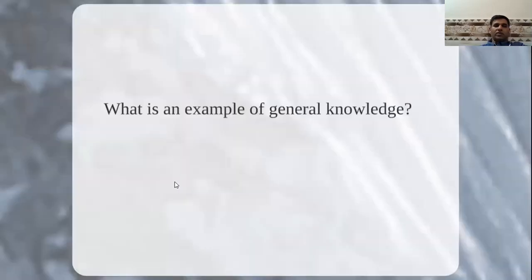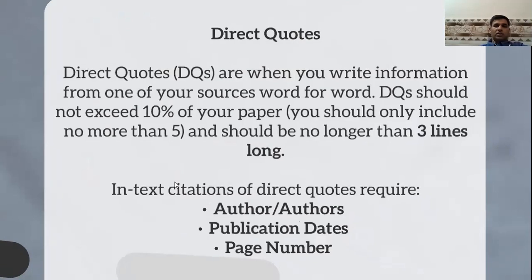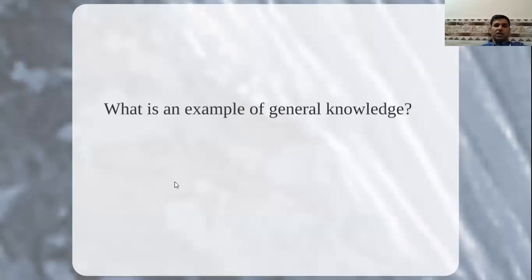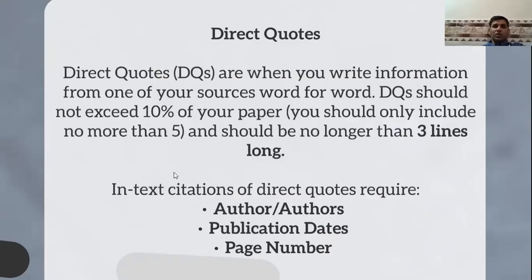What is an example of general knowledge? For instance, who is the Prime Minister of Pakistan is part of general knowledge, who is the foreign minister, and so on and so forth. For that, you don't need to cite, but ideas do. Ideas do need to be cited.